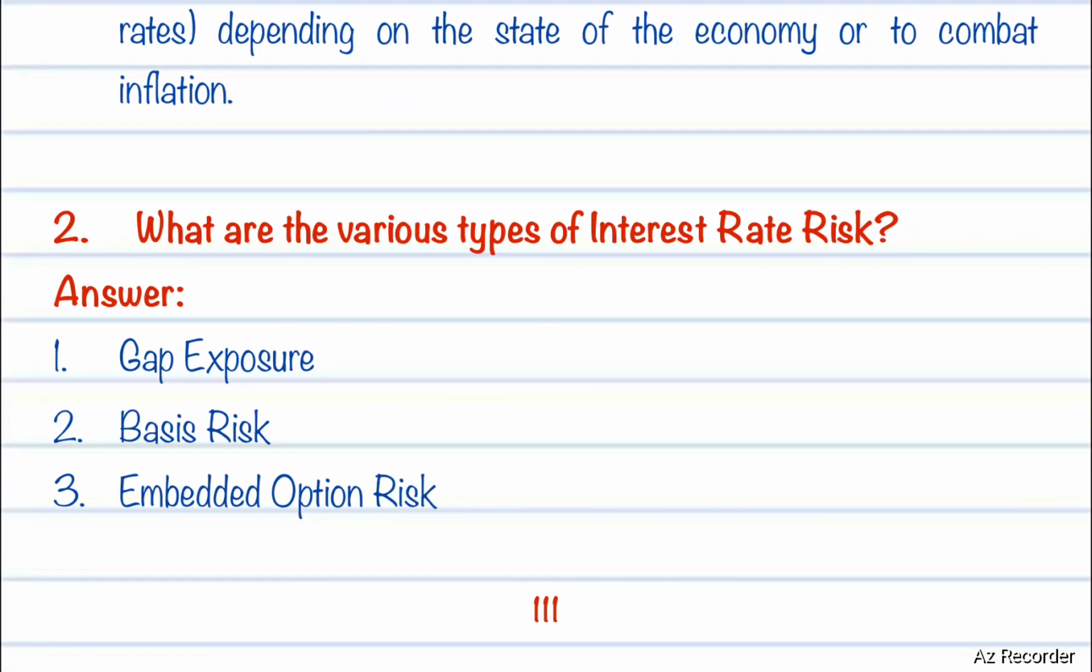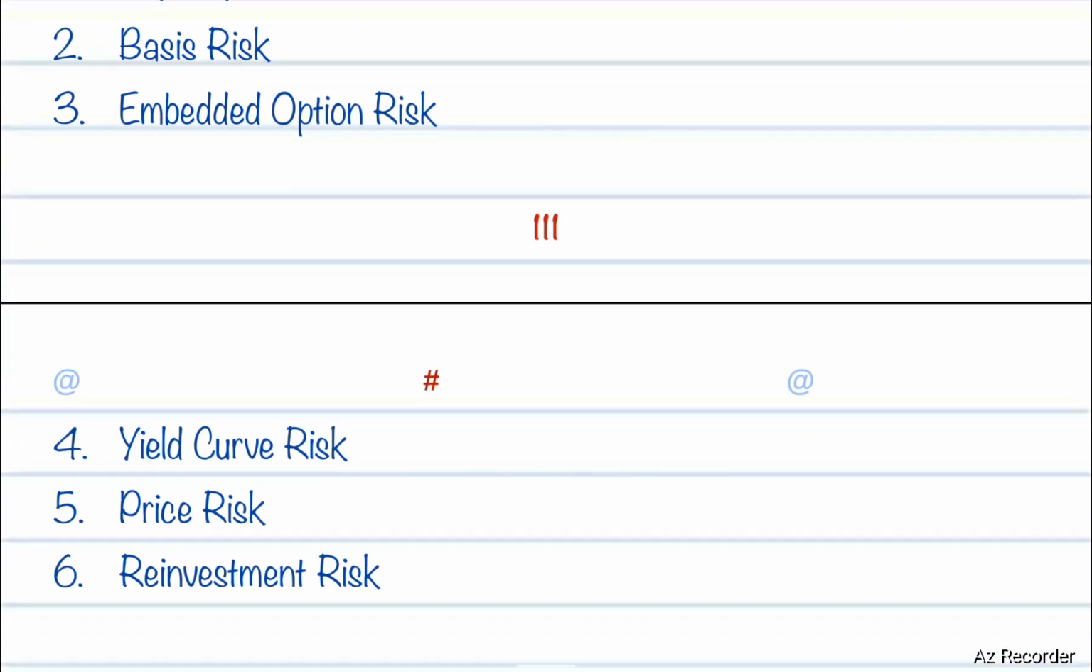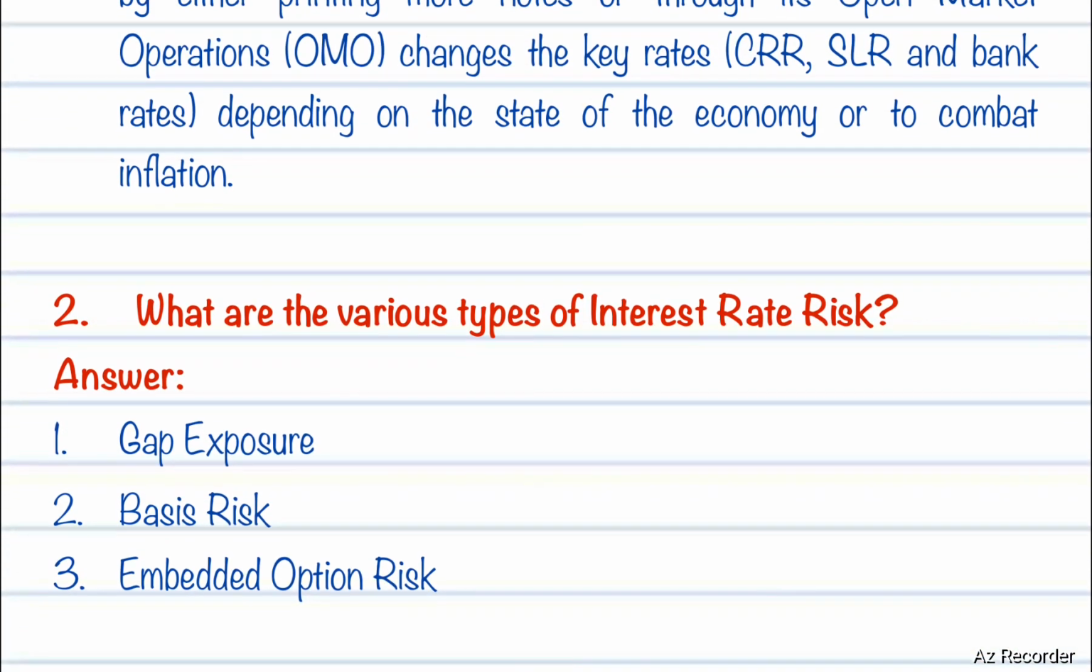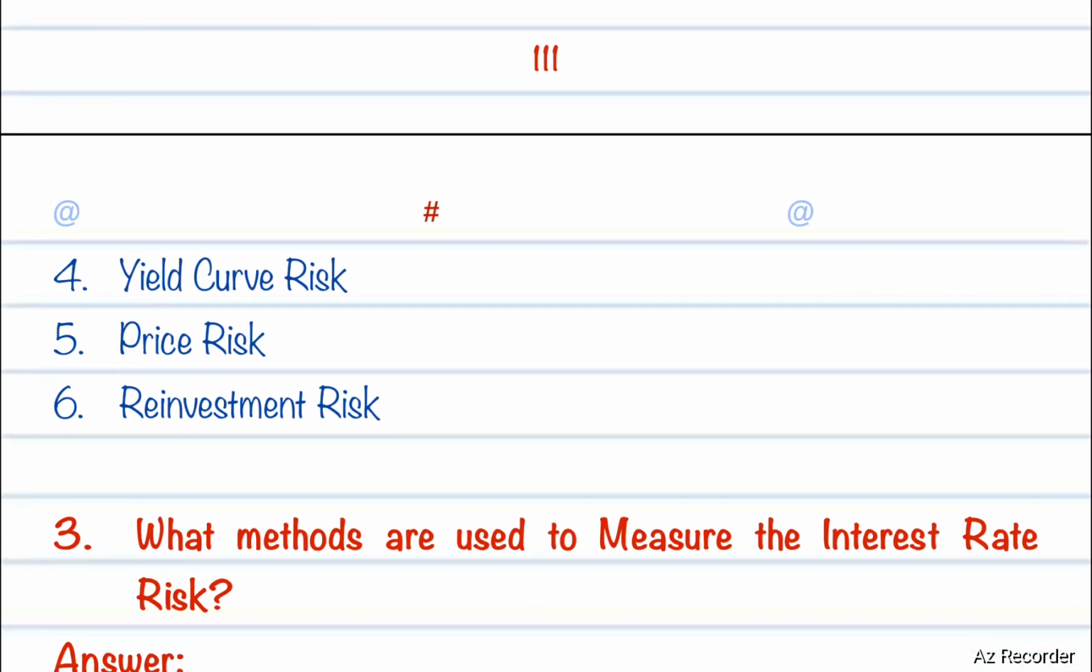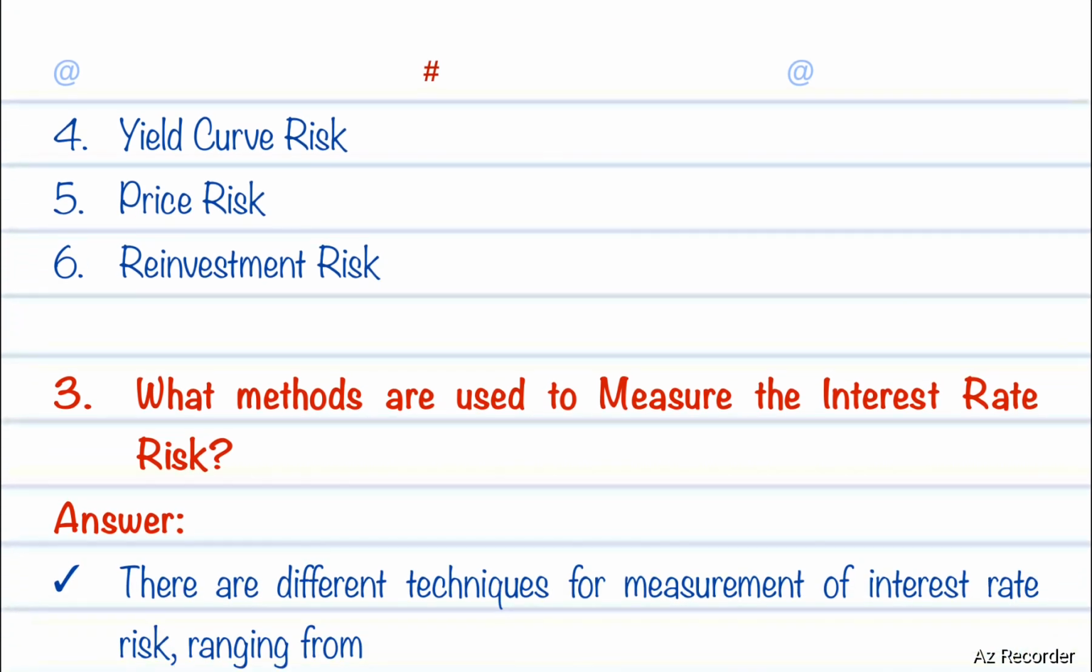What are the various types of interest rate risks? There are 6 types of interest rate risks. First, gap exposure. Second, basis risk. Third, embedded option risk. Fourth, yield curve risk. Fifth, price risk. Sixth, reinvestment risk.